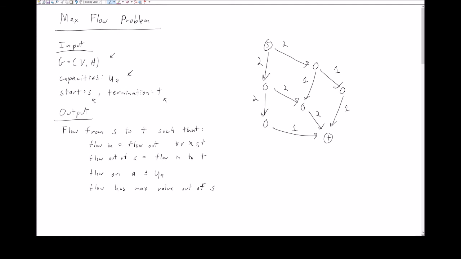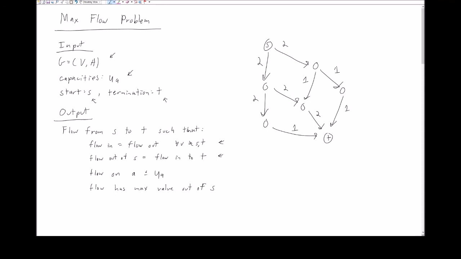The objective in the maximum flow problem is to find a flow from S to T so that a few things are satisfied. The first is flow balance. For every node not equal to S or T, the flow into it is equal to the flow out. For the nodes S and T, the flow out of S is equal to the flow into T. So there's a balance between the flow out of S and the flow into T.